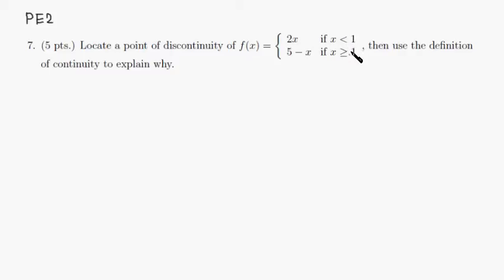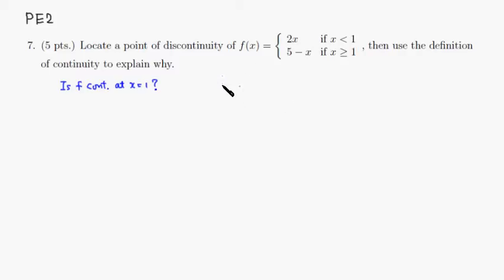So let's take a look. The question boils down to: is this function f continuous at x equals 1? That's the only place a discontinuity can occur.